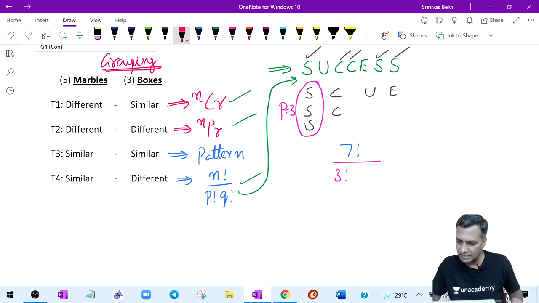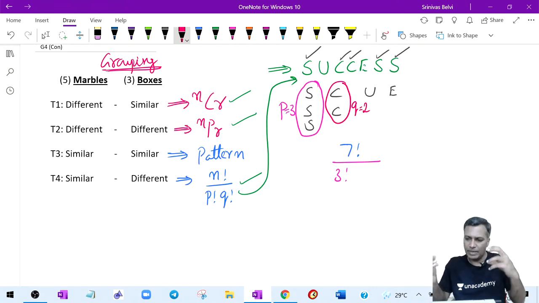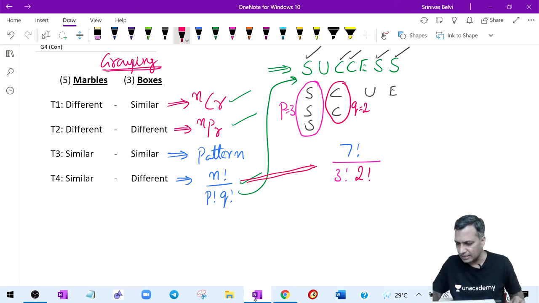And similarly, you say these two things are alike. You say these are Q things, that is, two things are alike. By rearranging C with a C, I don't get a different word. Therefore, you divide this by 2 factorial. That is what I was trying to say, that N factorial by P factorial, Q factorial.